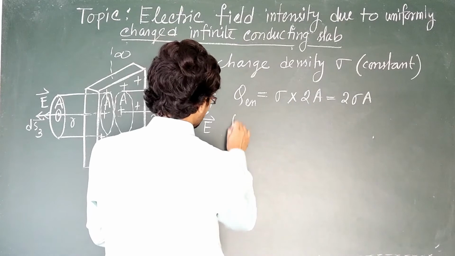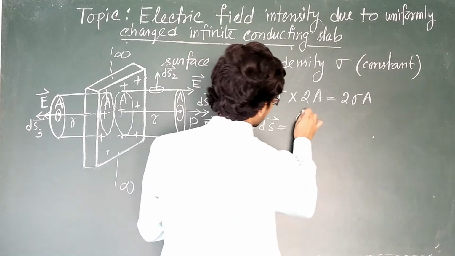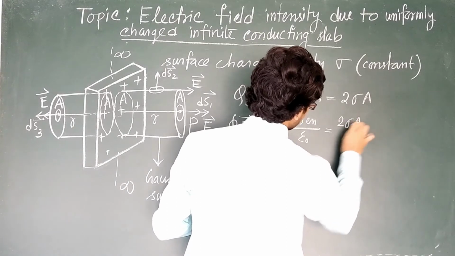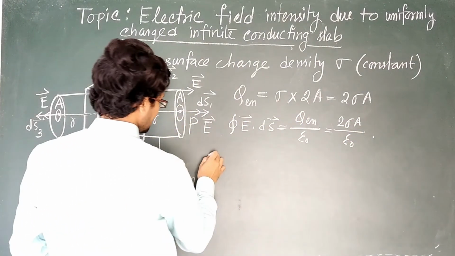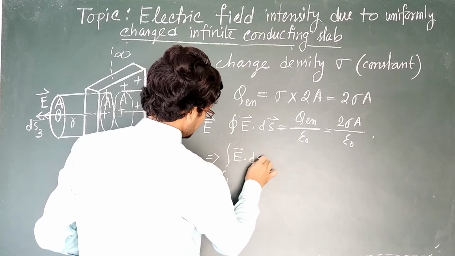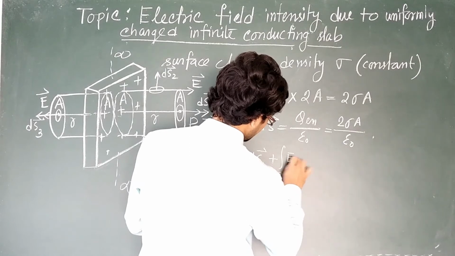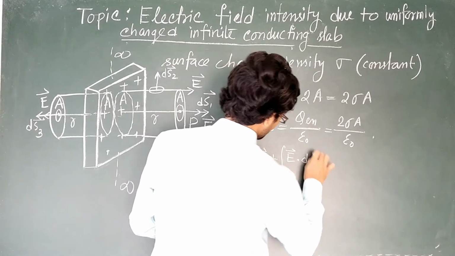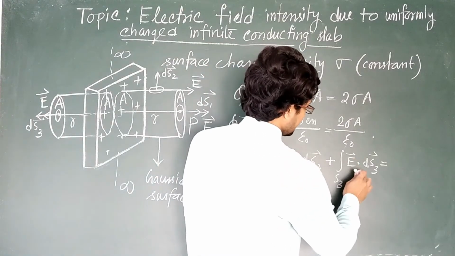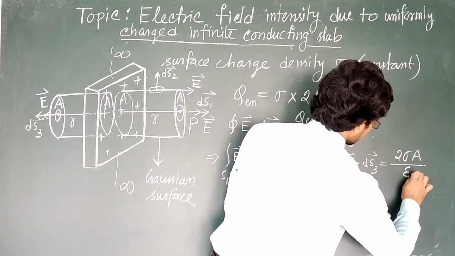So closed integral again, closed integral E dot ds equal to q enclosed by epsilon 0, that is 2 sigma A by epsilon 0. Again I am breaking it into 3 parts, that is integration over S1 of E dot ds1 plus integration over S2 of E dot ds2 plus integration over S3 of E dot ds3 equal to 2 sigma A by epsilon 0.